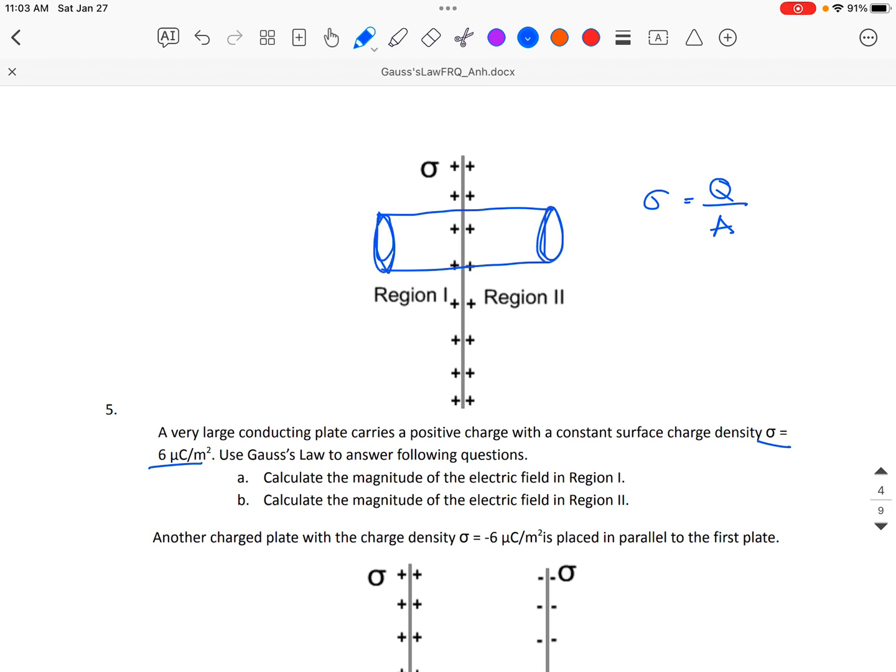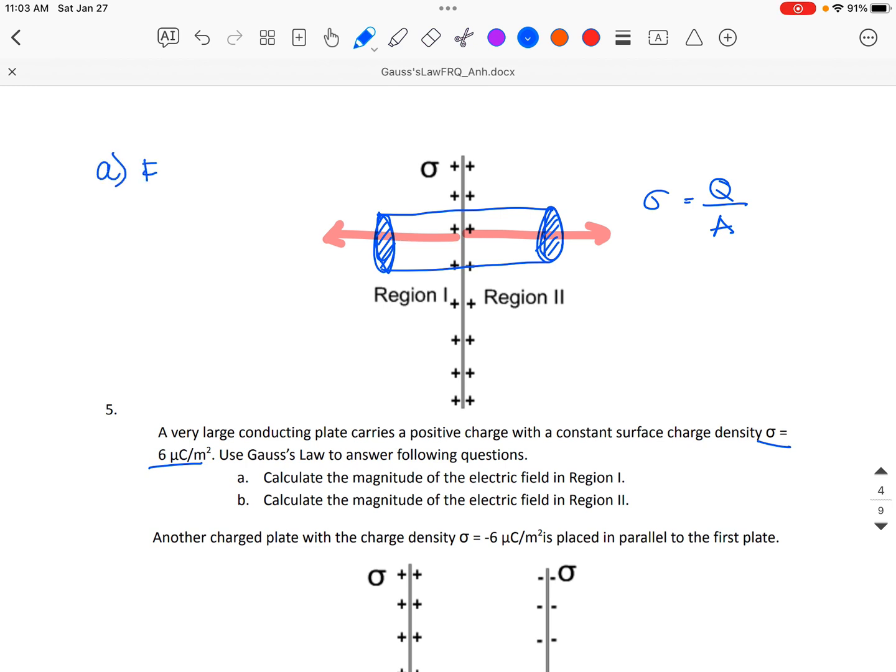and since we know that there are positive charges coming out in each direction, then we can take the electric flux through the ends of the cylinder here. So in this scenario, we're still going to use Gauss's law. So this is for part A.